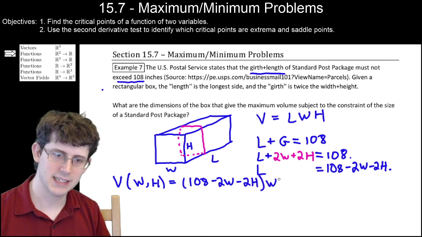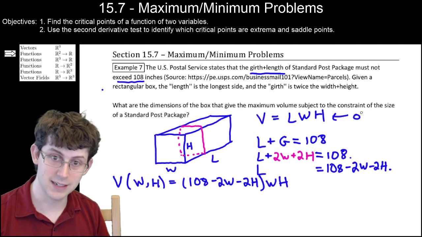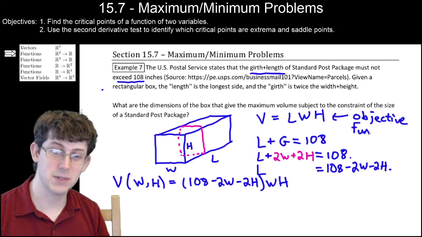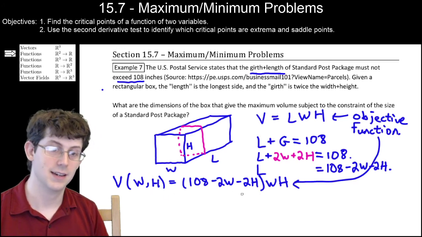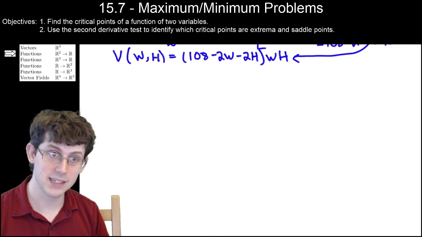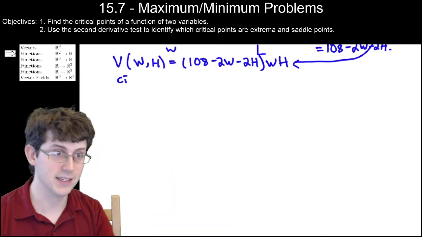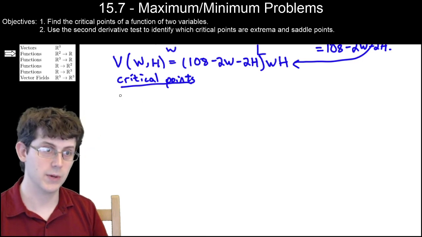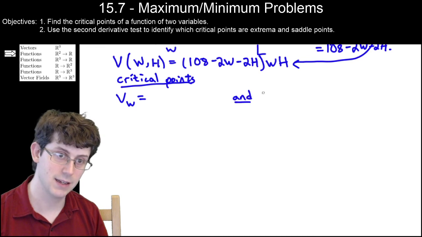I just really want to emphasize the strategy here: the strategy did not start with calculus. It started with writing down the objective function, and then noticing that we need the objective function to be a function of two variables. Once your objective function is a function of two variables, now you can mash it into the calculus machine and see what happens. The calculus machine looks like this. You find critical points. A critical point is where both partial derivatives equal 0 at the same time.